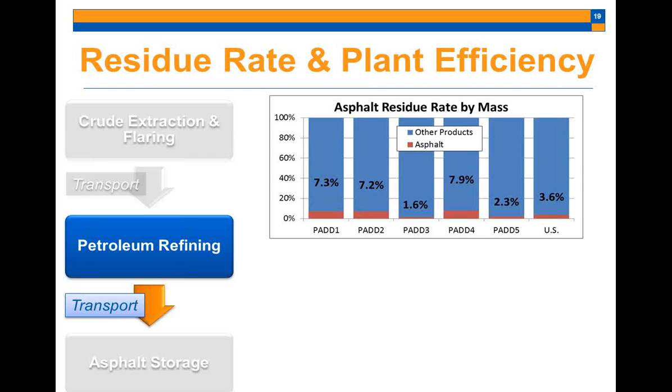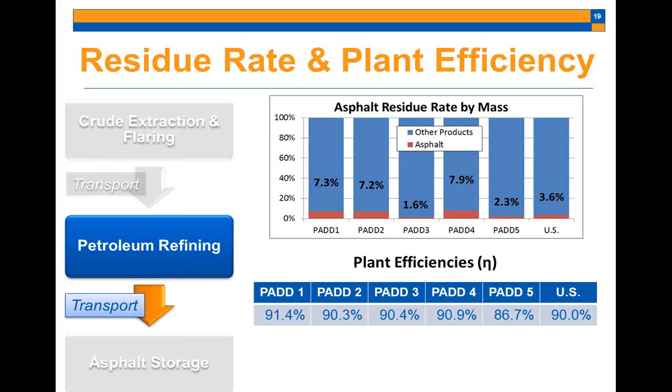So also with refining, we can look at the residue rates that occur. So this is by mass. If 1 ton of crude oil goes through the refinery, or 1 ton of petroleum product is produced out of the refinery, what percentage by mass is asphalt? And you can see in different regions that this percentage varies. Usually around 7%, but it can be as low as almost 2%.